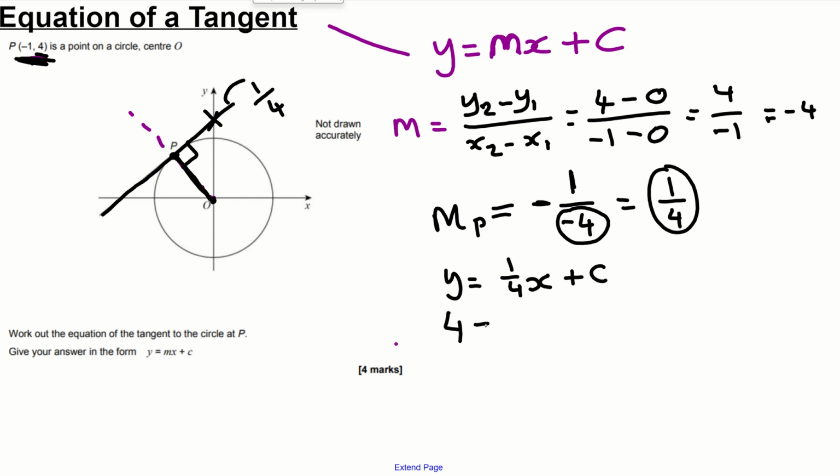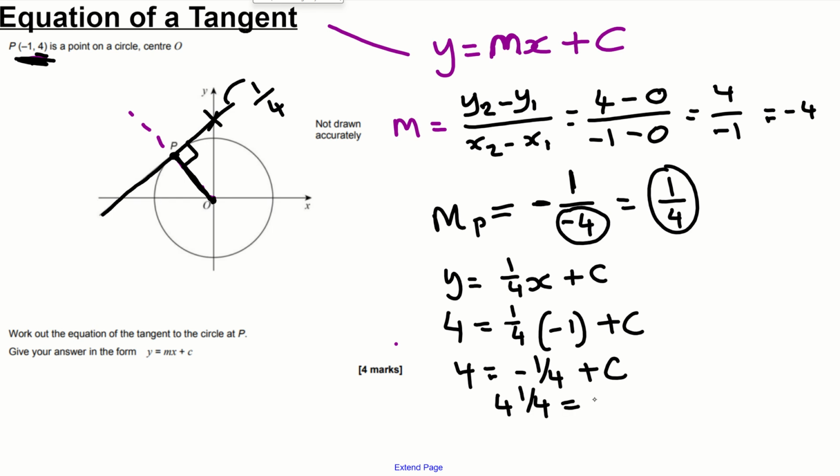y is 4, x is minus 1, plus c. You rearrange it: minus 1 times a quarter is minus a quarter, plus c. If you move the quarter to the other side, it becomes positive quarter. 4 plus positive quarter is 4 and a quarter. So your y-intercept is 4 and a quarter.